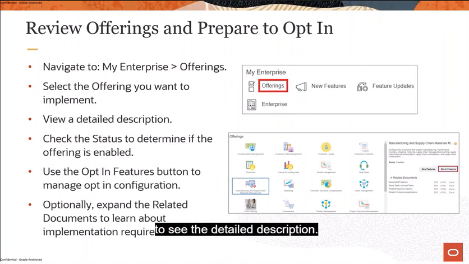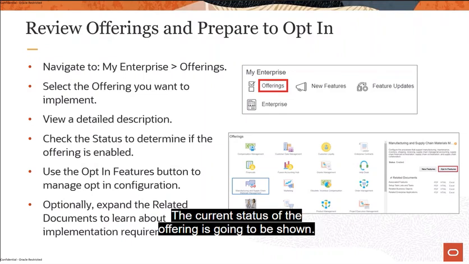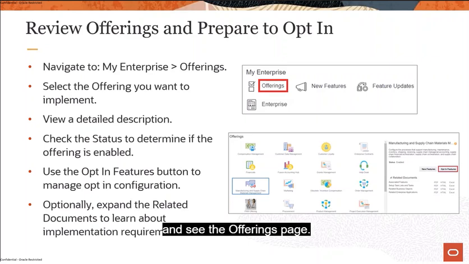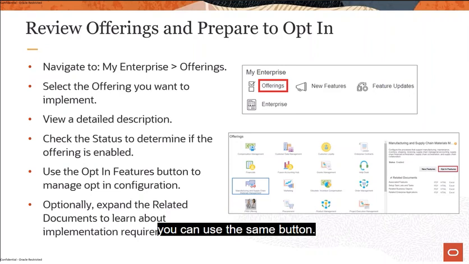You can select the offering by clicking on the icon to see the detailed description. The current status of the offering is going to be shown. In the beginning, the offerings are not going to be enabled. And as you enable things, they will show that they are enabled. On the offerings My Enterprise group, you can click on the opt-in feature and see the offerings page. You can use the opt-in features button, easy for me to say, to opt into a feature or features that are applicable to your business requirements. If you need to change the opt-in configuration of an offering, you can use the same button.